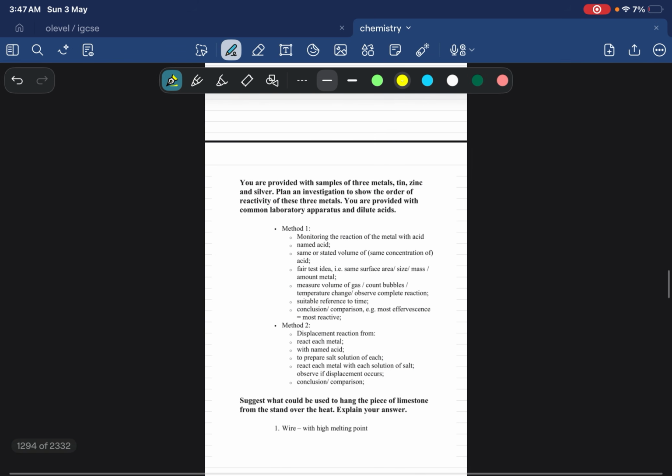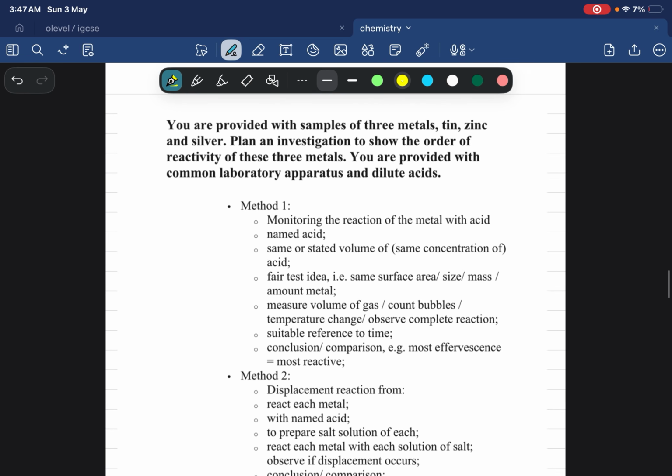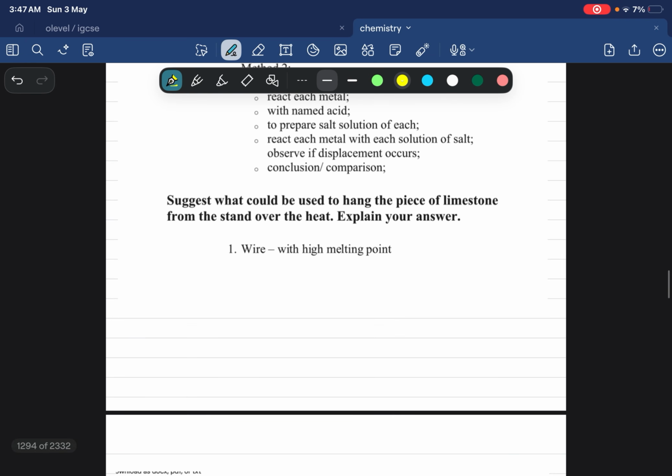We want it to release slowly, and then we want to prevent the escape of the acid. Okay. You're provided with samples of 3 metals, zinc, copper. Plan an investigation in order to find the reactivity of these metals. You know how to determine reactivity. One is going to replace the other. That's all. You can read it.